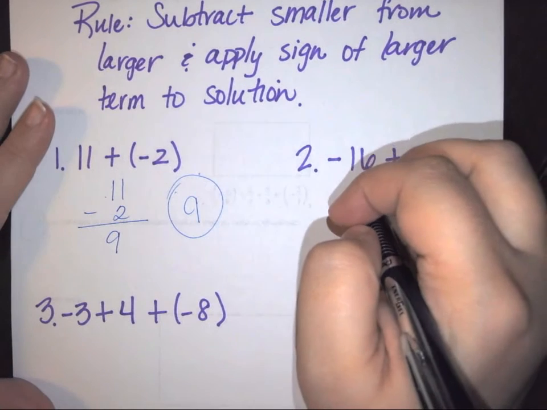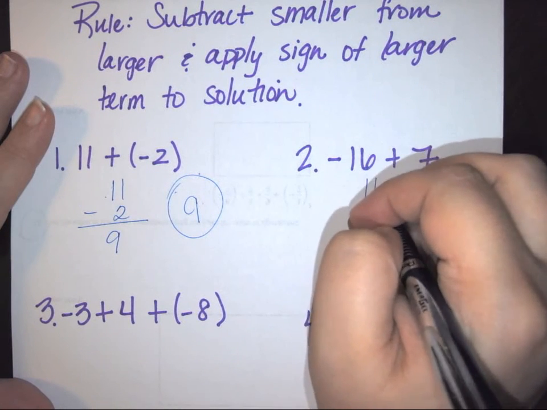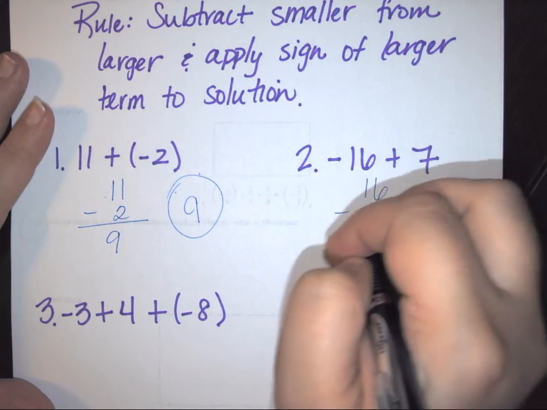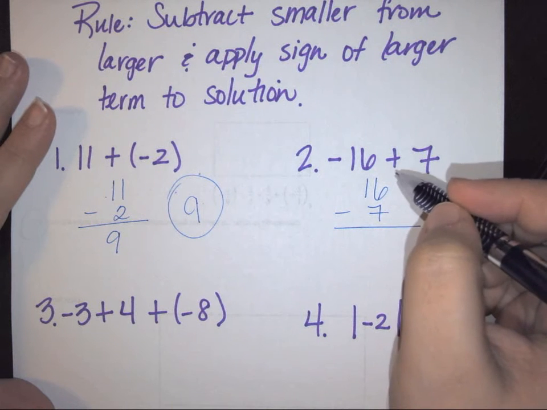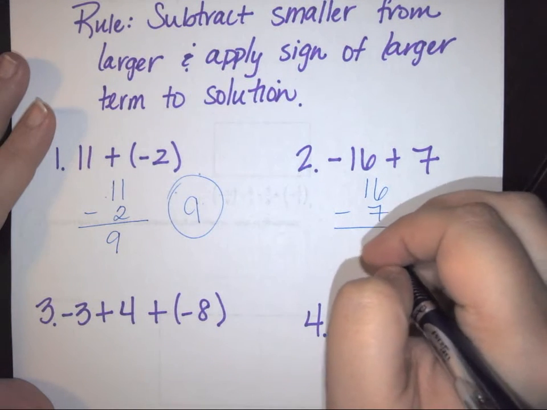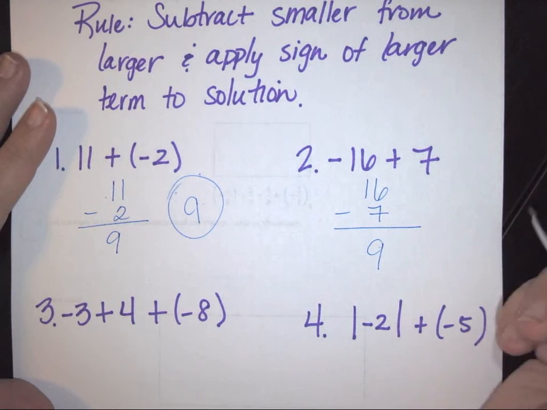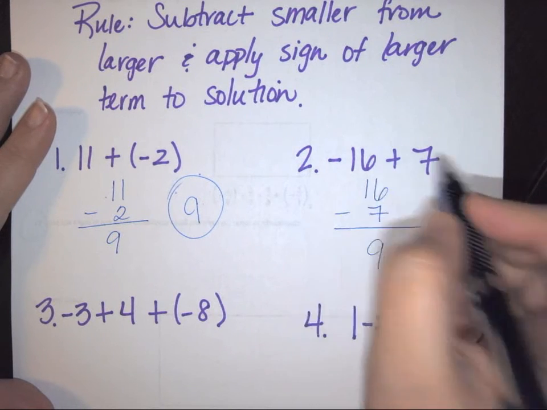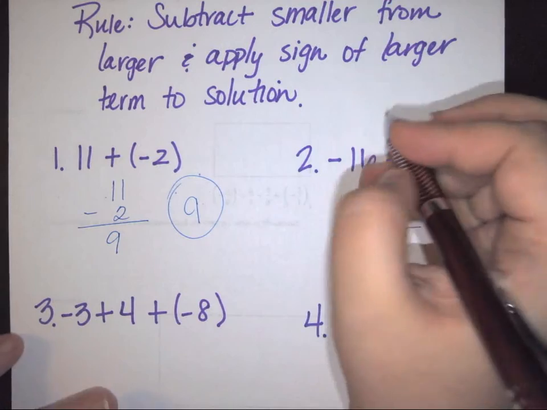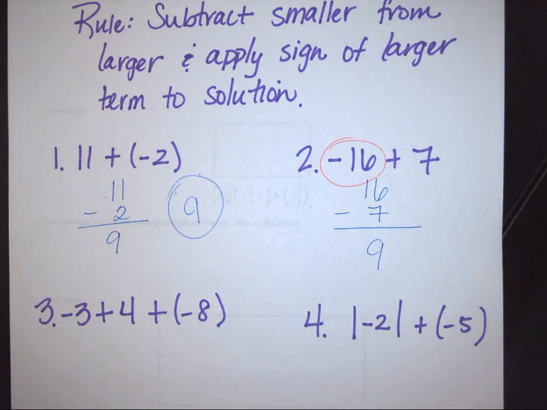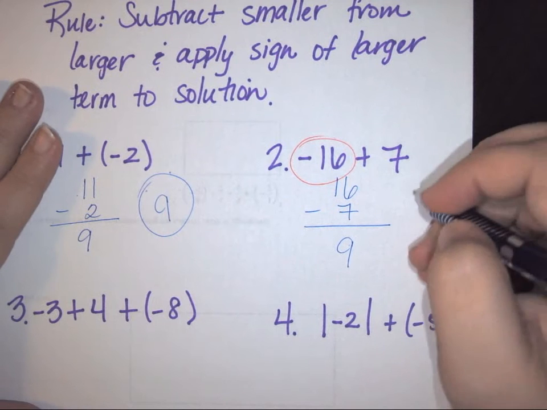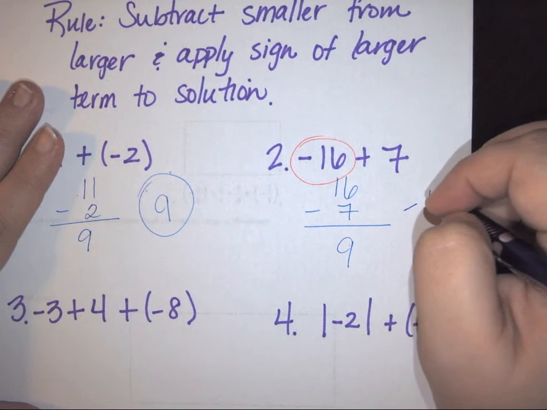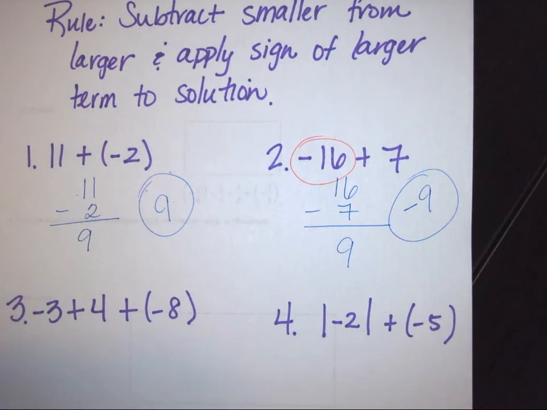I'm going to do the same for the other. I have 16 minus 7. And so here, when I'm talking about 16 minus 7, this is also going to give me 9. However, if you notice, my larger counterpart here is a negative, which means my solution for this problem is going to be a negative 9. Okay?